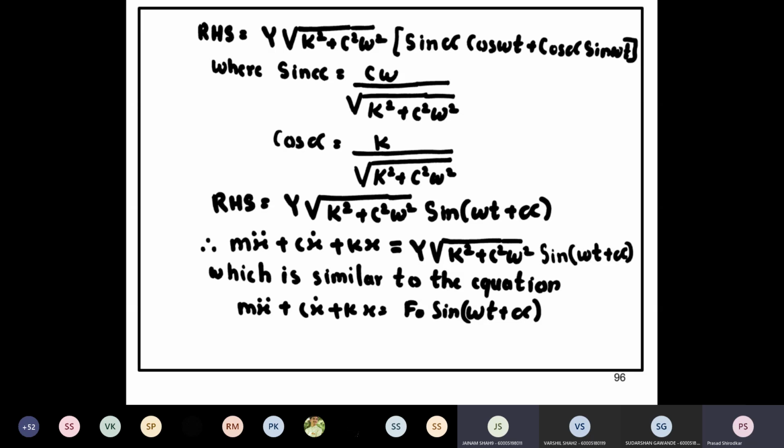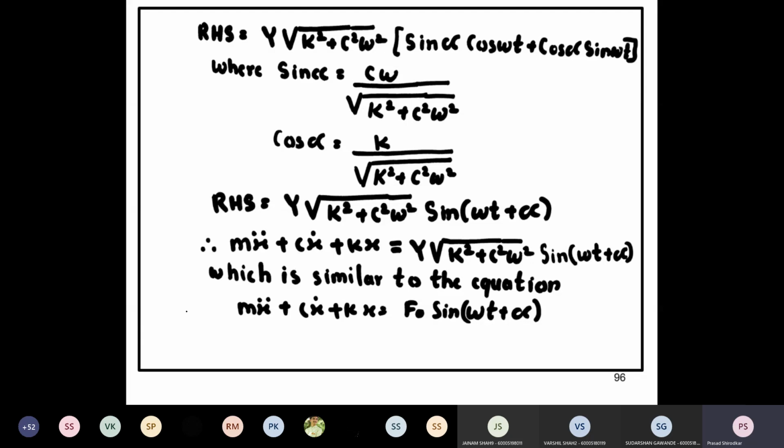Okay, all right. So now what will be the next step? So in the previous two examples, that is one where force is attached directly to the mass, and the second case where there is rotating unbalance.